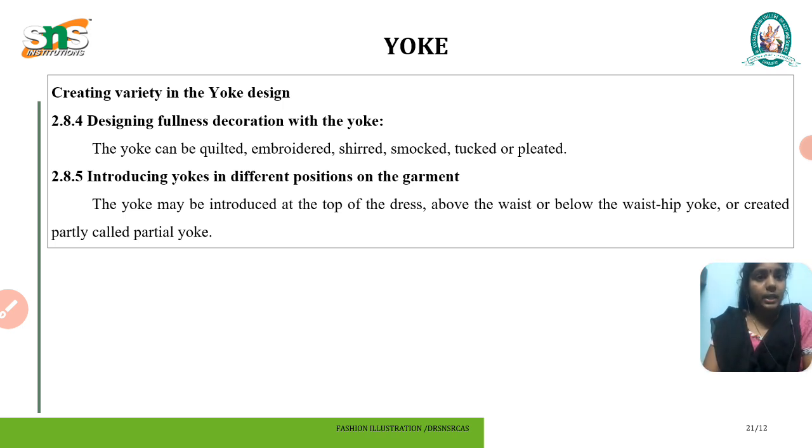Introducing the yokes in different positions on the garment. The yoke can be differentiated at the top of the dress, at the waist, and below the waistline or hip line, or created as a partial yoke. So where we need it, we can create it. Those things can create varieties in the yoke design.